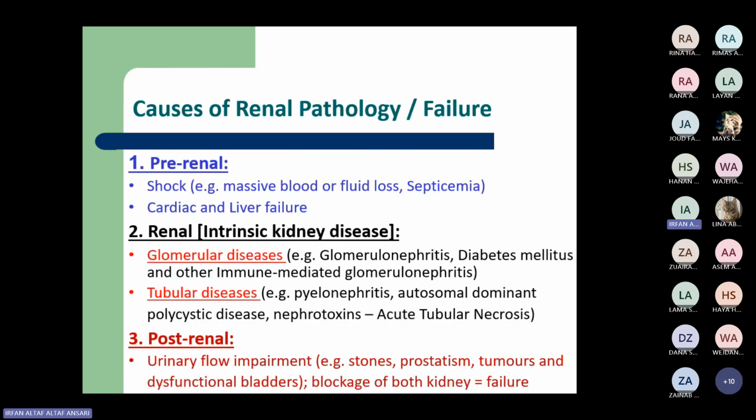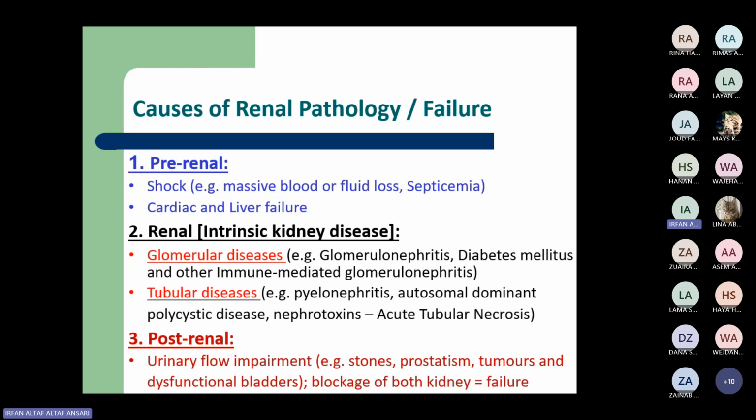So now we go to the renal failure. It could be pre-renal, renal, and post-renal. Pre-renal, like shock, whenever there is hypovolemic shock or septicemic shock, or there is other organ failure like liver failure or cardiac failure. Renal causes like intrinsic renal diseases, like diseases of the glomeruli, diseases of the tubulointerstitial architecture.